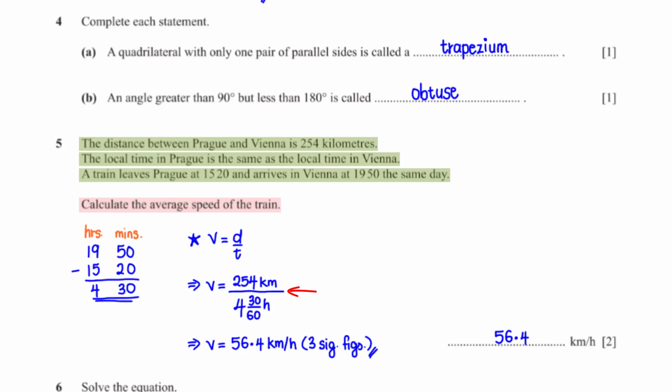To convert 30 minutes to hours, we divide 30 by 60. We've already been given the distance as 254 kilometers. When we type this into the calculator, we get 56.4 kilometers per hour, rounded to 3 significant figures.